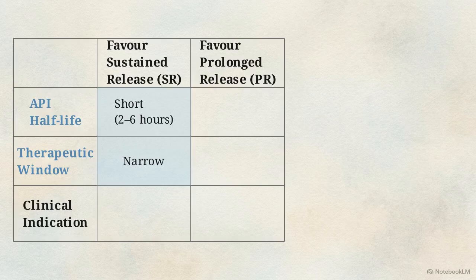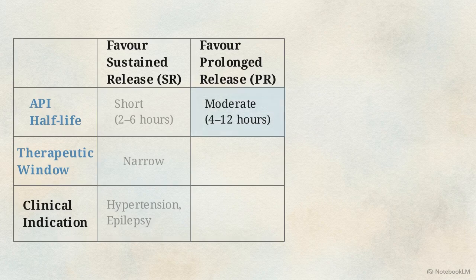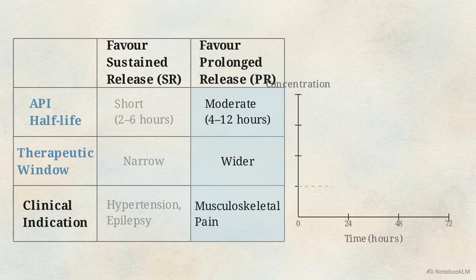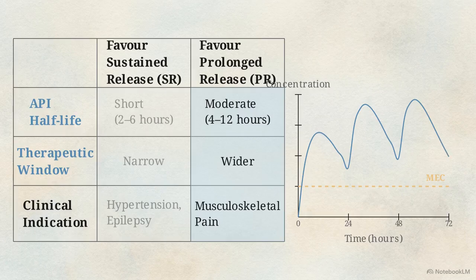Clinical indications like hypertension or epilepsy treatments fall strictly into this category, as peak-driven toxicity or trough-driven breakthrough seizures represent major clinical risks. Conversely, prolonged release is the ideal choice for APIs with moderate half-lives of 4 to 12 hours, possessing wider therapeutic windows. Treatments for musculoskeletal pain are perfect candidates here. Minor concentration fluctuations are medically acceptable, and the primary goal is simply extending patient convenience to once-a-day dosing.